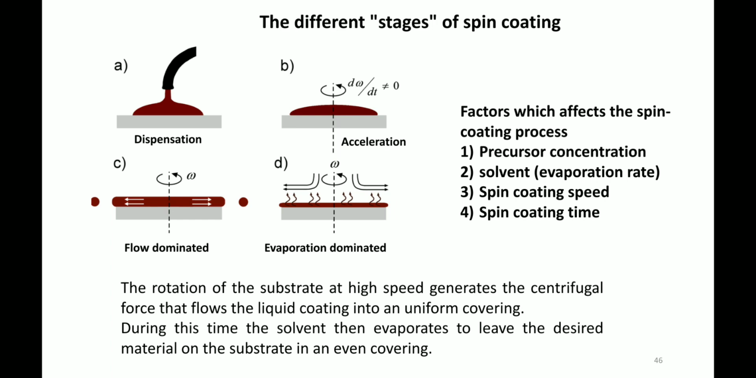Due to very high speed, it generates the centrifugal force, and that force acts on the precursor solution, and the liquid starts to flow in a uniform direction. The liquid is flowing in the outward direction, but with uniform forces. During this time, the solvent evaporates to leave the desired material on the substrate in an even covering. So these are the stages. Once you start the spin coating process, the liquid is slowly converted into the thick film.